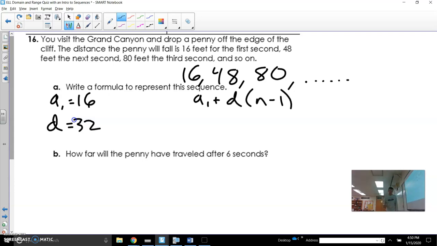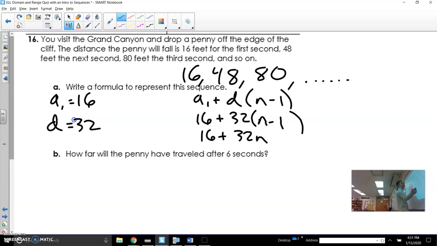And so now I want to use the formula, the first number plus the common difference multiplied by n minus 1. And so I want to start by saying 16 is the first number. I am adding 32 every single time. And then I have n minus 1 that I need to distribute with. In fact, we can go ahead and say, well, that would be 16 plus 32n. And 32 times negative 1 is negative 32. So I want to combine some like terms here, 16 minus 32.